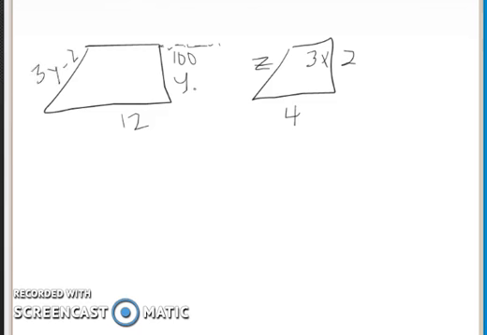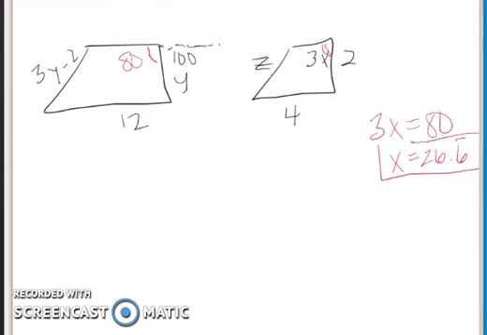Alright, first thing, I can find angles. Remember, angles are congruent, so this angle here is going to be congruent to this angle here. These two angles are supplementary, which makes that 80 degrees. So to find x, we're just going to do 3x equals 80. If you do that correctly, you should get 26.6 repeating. There's my x answer. That one was easy. I didn't have to do any proportions.